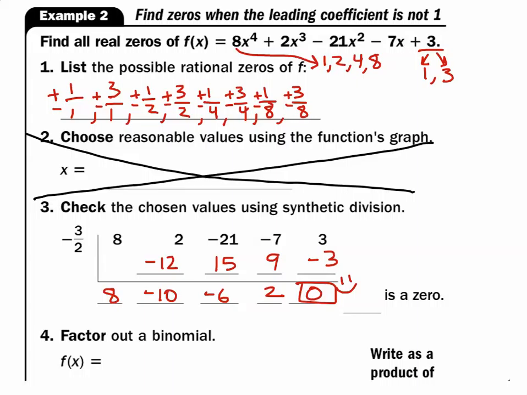Happiness? It's supposed to work. That means that -3/2 is a 0. That also means we can factor it, but that's more complicated. I'm going to save that for the next video. So please join me there.